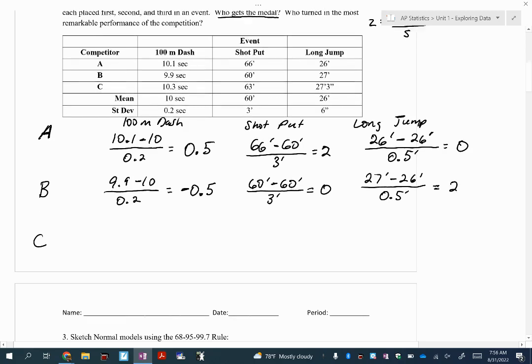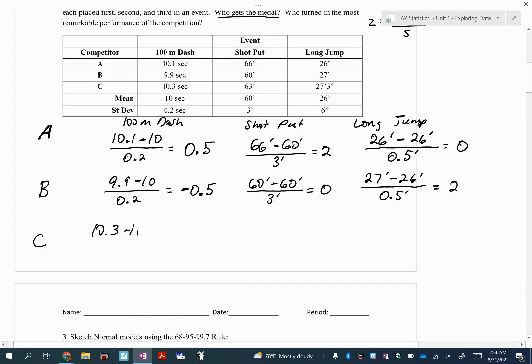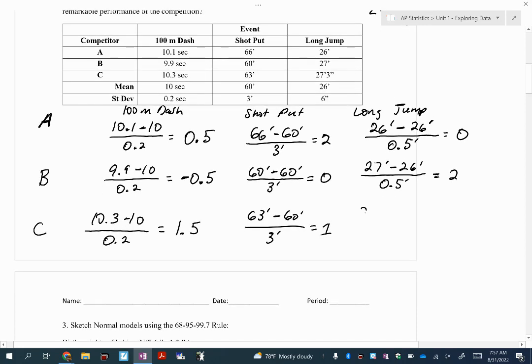And finally, competitor C, 10.3 over that 0.2. So that's going to be 3 halves or 1.5. And then 63 feet for the shot put. So 3 divided by 3 is 1. And finally, the last z-score for this long jump is we've got 3 twelfths, which is going to be 1/4. So I'm going to do 27.25 feet minus 26 feet all over 0.5 feet. So this one is going to be 1.25 times 2, which is 2.5.